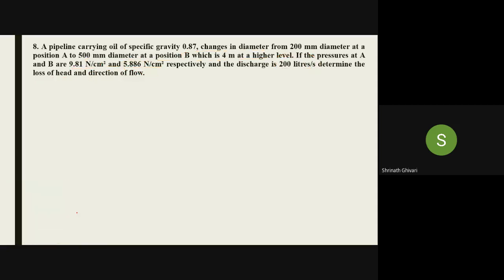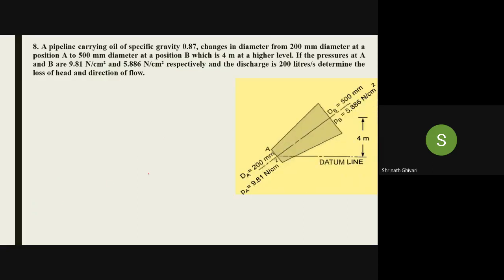Now this is also one of the important problems. So this is the diagram. Diameter DA is 200 mm, pressure is 9.81 Newton per centimeter square. Section 2 is 4 meter at a higher level from position A. So this is position A, this is position B. B is 4 meter higher from the datum line. So ZA equals what? 0. ZB equals what? 4 meter. From this we can understand.